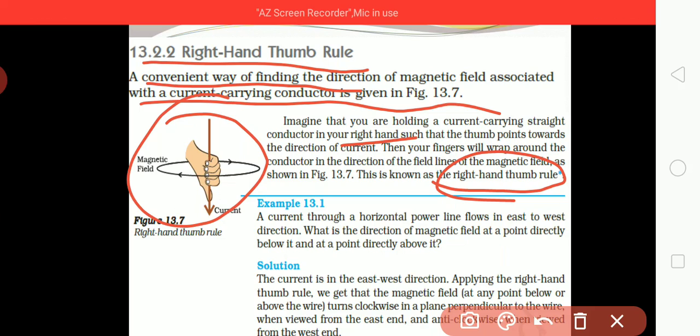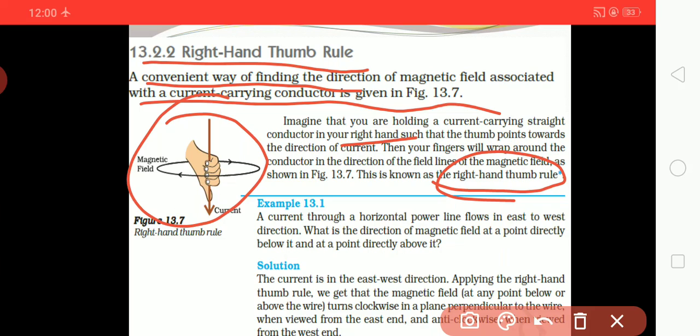Your fingers will wrap around the conductor in the direction of the field line of the magnetic field, as shown in the figure, and this is called the right hand thumb rule. The magnetic field will be in this direction, and the current will be in this direction. This way we can investigate the direction of a magnetic field during the passing of current. If we know the direction of the current, then we can easily find the direction of the magnetic field by the right hand thumb rule.